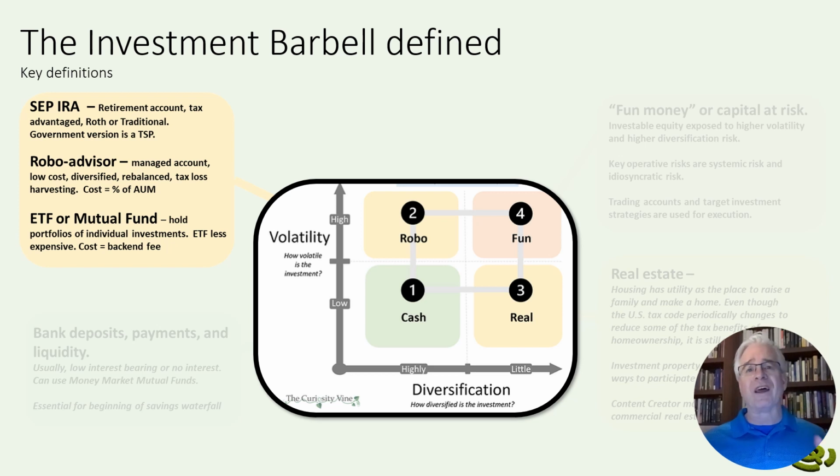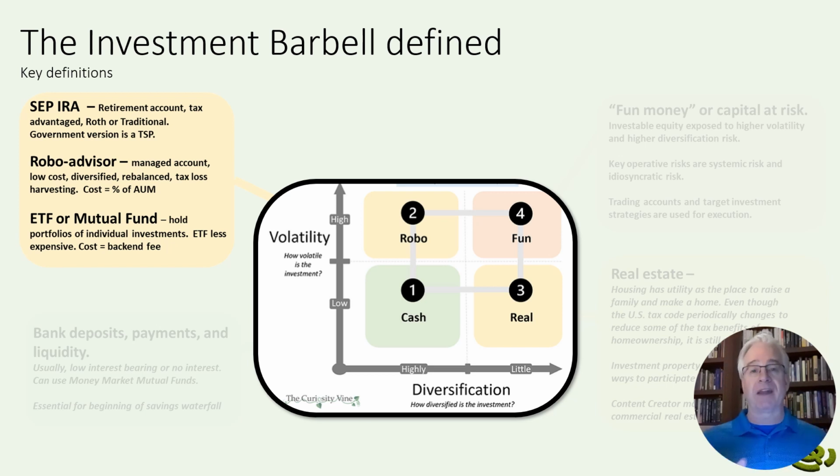Moving around the horn, next up is Robo, which is quadrant 2. A SEP IRA or some kind of retirement account, such as a 401k or a thrift savings plan in the government. So these are tax advantaged with a couple different flavors called a Roth or a traditional.